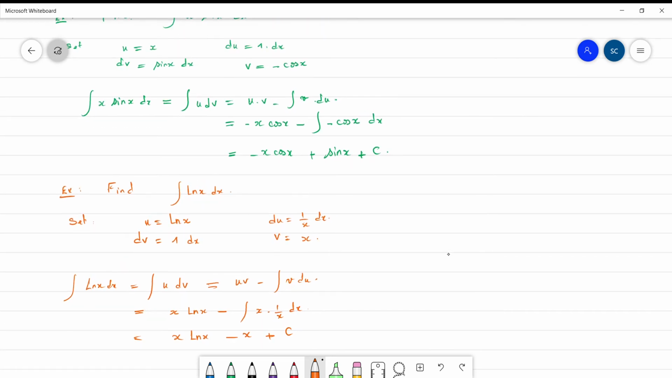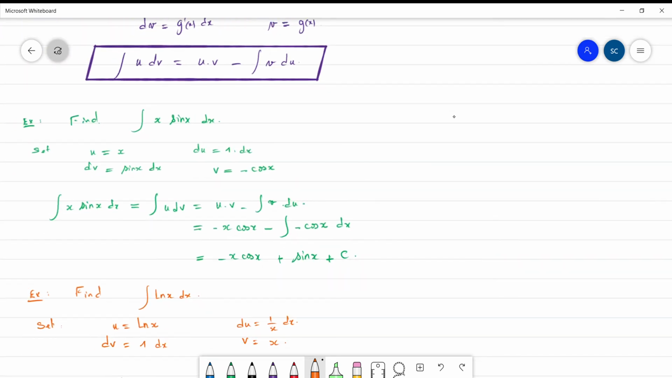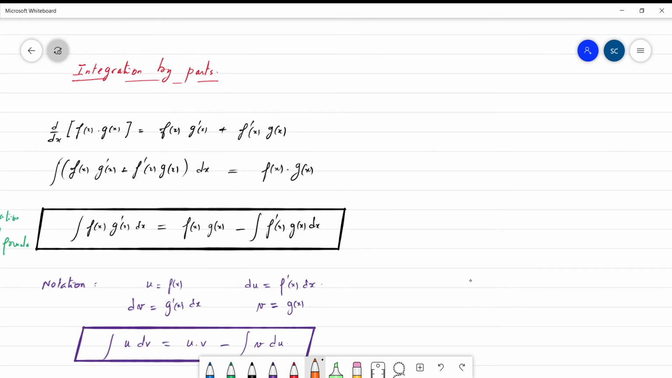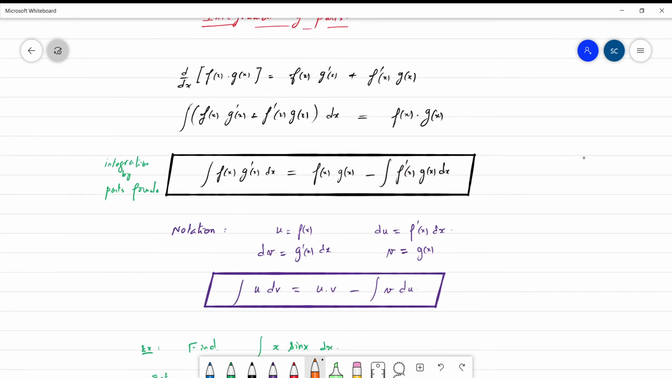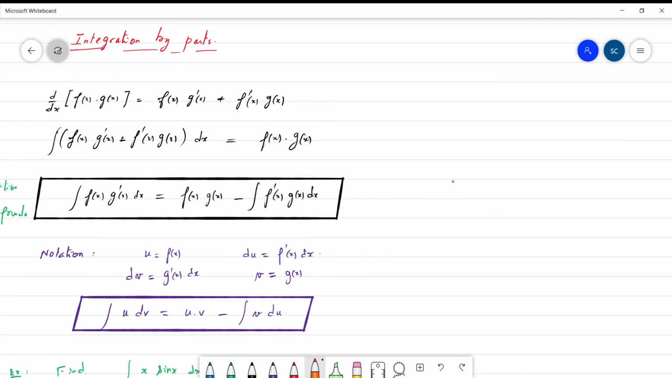Now, what if I have a definite integral? If we reproduce the steps at this level, to compute a definite integral I will do the following. I will have to write the integral from a to b of the derivative of f(x) g(x).